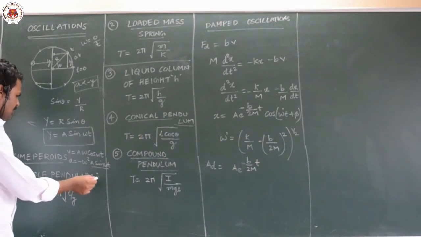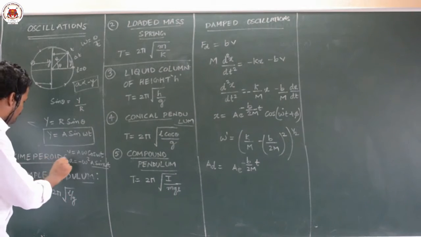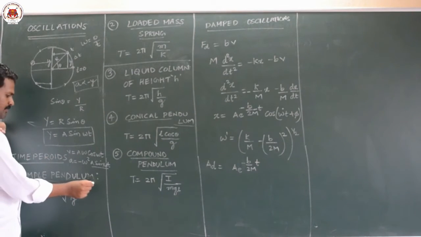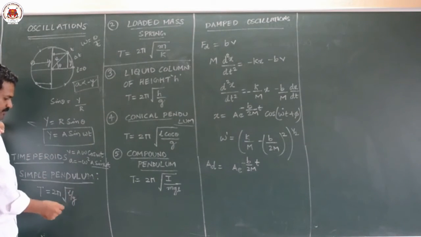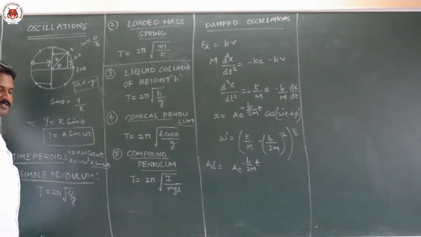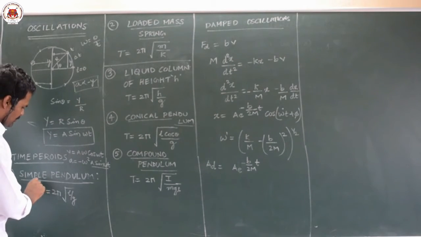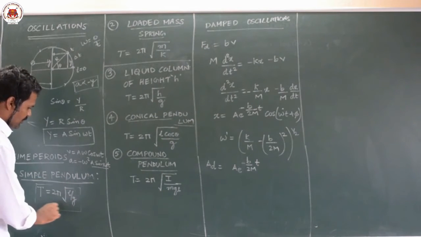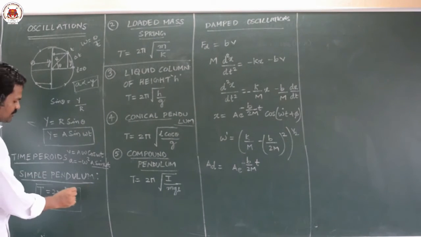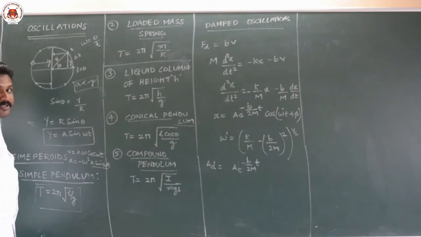Next, let us write the formula for time periods of different systems. Simple pendulum: the time period of a simple pendulum, this is an important PUC question, so you already know how to derive this. The time period is 2 pi under root of L by g, where L is the length of the simple pendulum and g is the acceleration due to gravity. In an exam, if they ask whether the time period will change when the simple pendulum is taken to another planet, it will change because the g value changes.